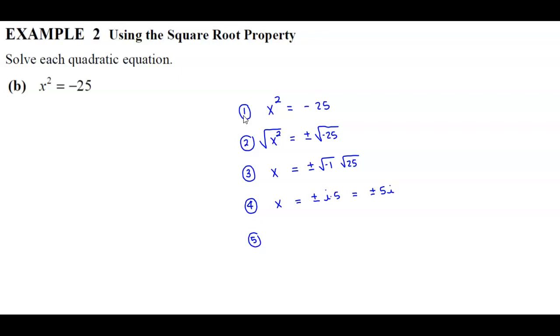These are imaginary solutions. So again, the longer version is to write negative 5i and then positive 5i, or the simplified version where it's plus or minus 5i.